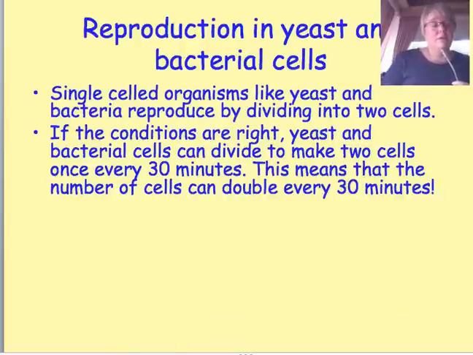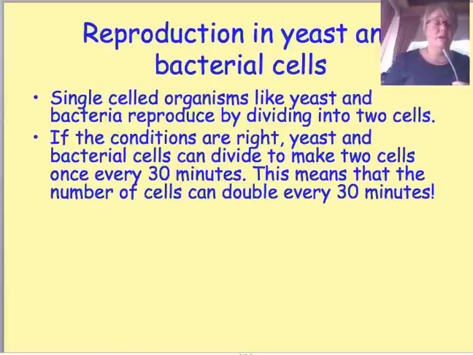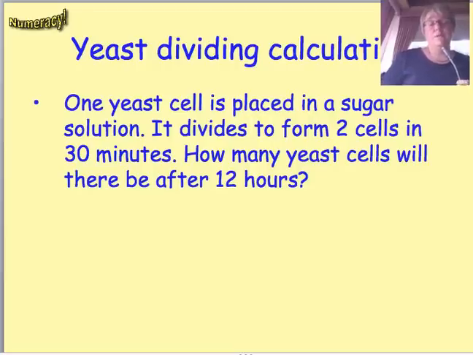Now we're going to have a wee look at reproduction of yeast and bacterial cells, and this sort of thing comes up in questions. Here we've got this situation here. It says if the conditions are right, yeast and bacterial cells can divide to make 2 cells once every 30 minutes. This means that the number of cells can double every 30 minutes. So that's pretty quick.